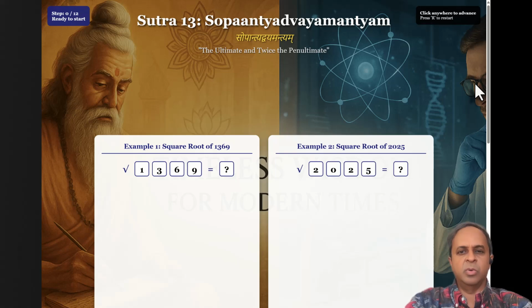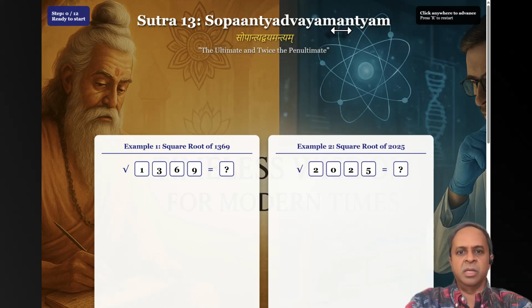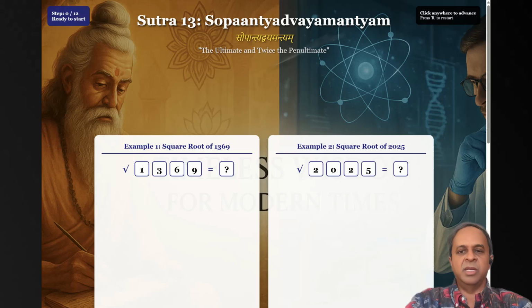All right. So let's start with lesson 13 or Sutra 13. Like the other names, the Sanskrit name is pretty big, but it's pronounced as Supantya Davya Mantyam. That's the pronunciation of that, and basically it means the ultimate and twice the penultimate.